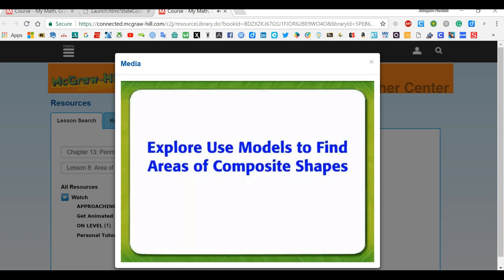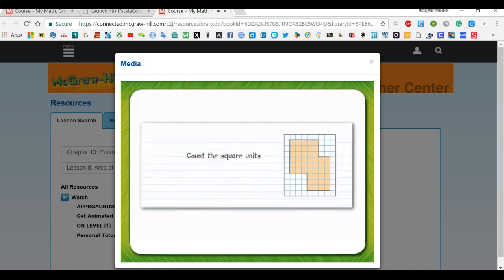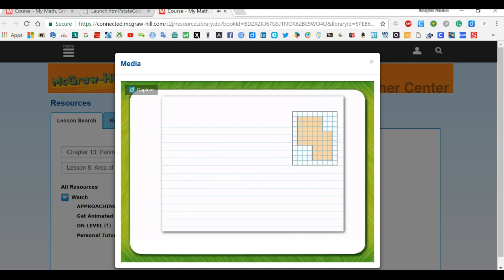Explore. Use models to find areas of composite shapes. You have used square units to find the area of rectangles and squares. You can also use square units to find the area of other shapes. For this shape, we need to find the area of the shaded region. One way is to count the square units. The shape shows that there are 48 square units. Another way we can find the area is to decompose the shape. First, decompose the shape into rectangles and squares. The shape can be broken into 2 rectangles and 1 square.